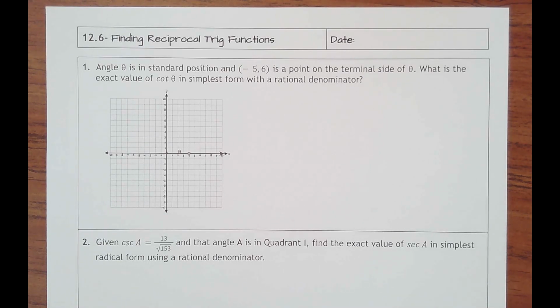Lesson 12.6 is finding reciprocal trig functions. We've already done this with the regular trig functions. Now it's just going back to the reciprocals. It says angle theta is in standard position and (-5, 6) is a point on the terminal side of theta. What is the exact value of cotangent of theta in simplest form with a rational denominator?